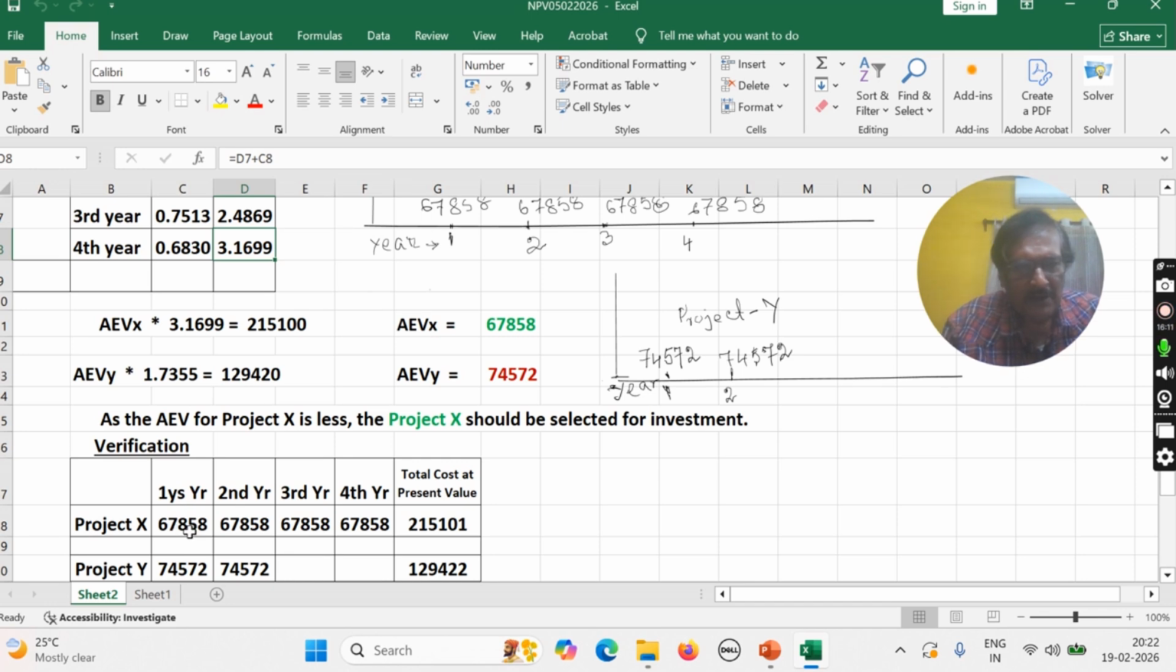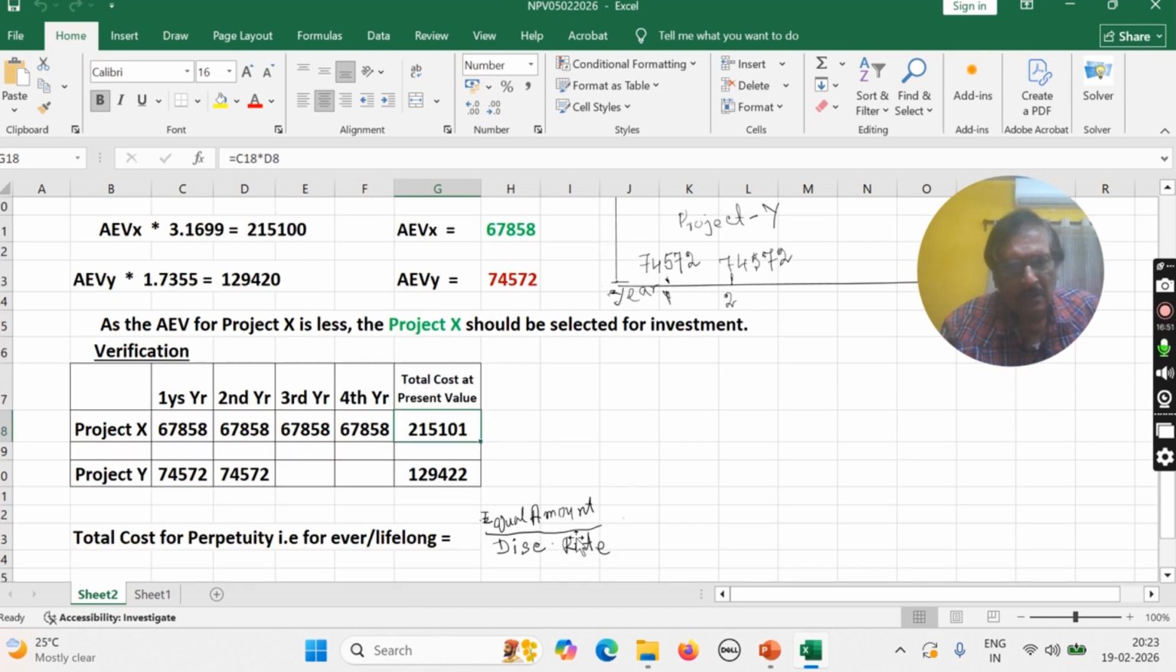Every year you are expending, or your operating cost is for project X this 67,850, and if you discount this at 10% discount rate, then you will see the total cost will be this one, 2,15,101. That is due to rounding factor. Actually 2,15,100. That means you can say for project X the equivalent cost for every year is rupees 67,858, and for project Y every year you have to incur the cost of rupees 74,572. Then which one will you accept?